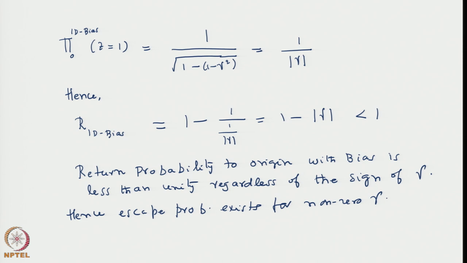One can actually carry out such exercises for other than a constant bias, site-dependent biases or others. That is an advanced kind of exercise. With this, we have demonstrated that in dimensions less than 3D, that is in 1 and 2 dimensions, the return probability is unity for a symmetric random walker. And for a symmetric random walker, the return probability is less than unity for 3 dimensions and above. And in the case of 1 dimension specifically, considering bias, there is a finite escape probability.